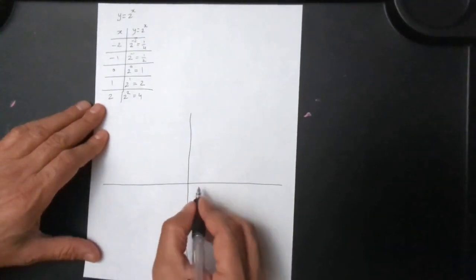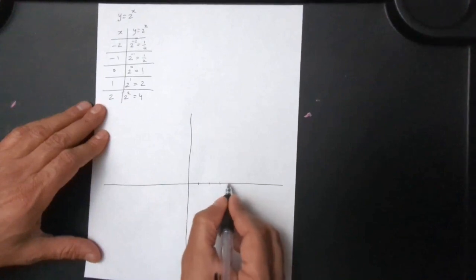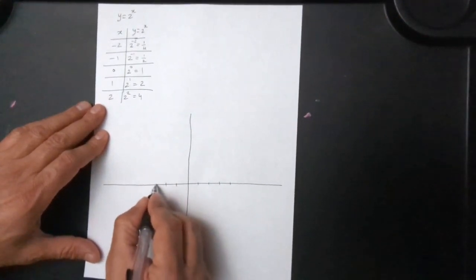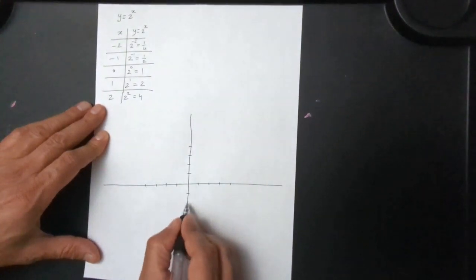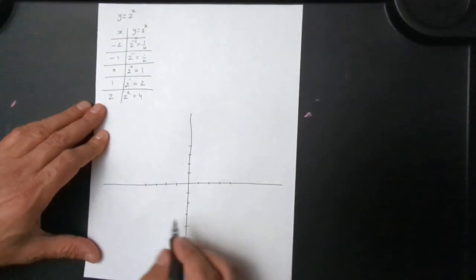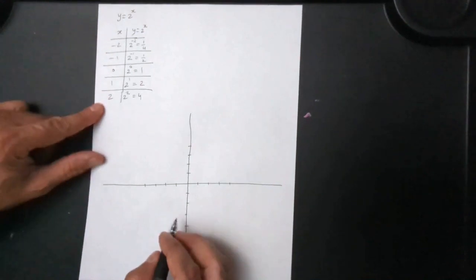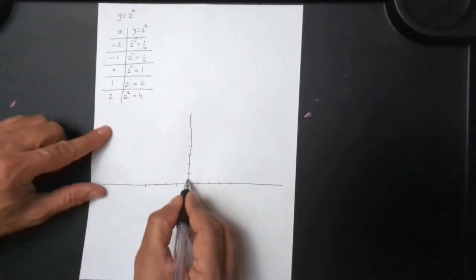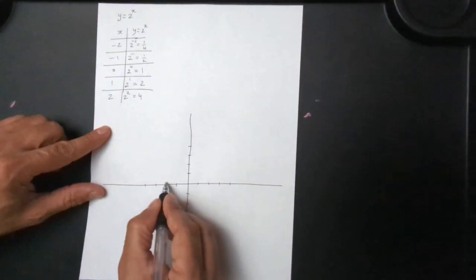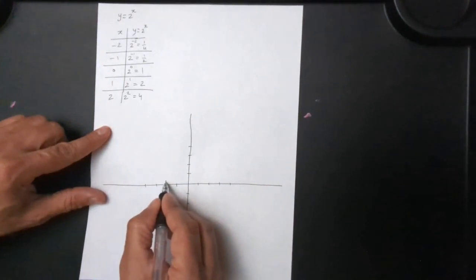Let's see. So 1 2 3 4, 1 2 3 4, 2 3 4, 1 2 3 4. So let's just make some points. -2 goes to 1/4. This is 1/2 and 1/4, so it's probably going to be here.